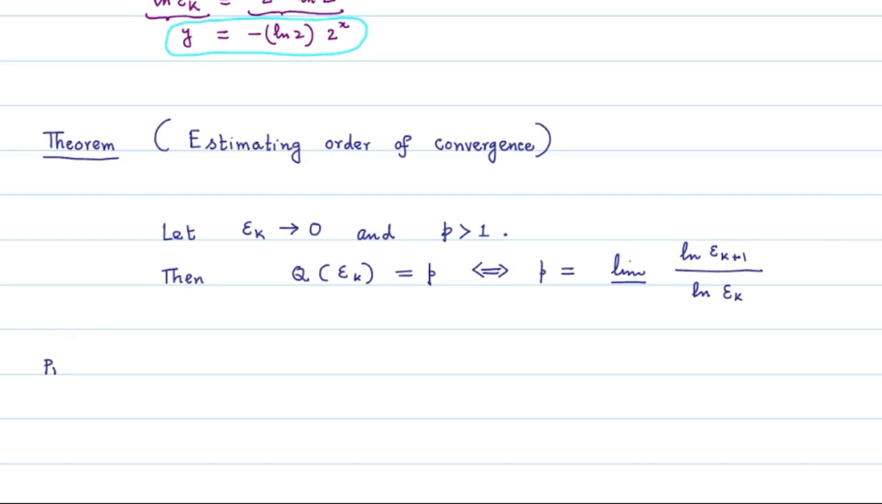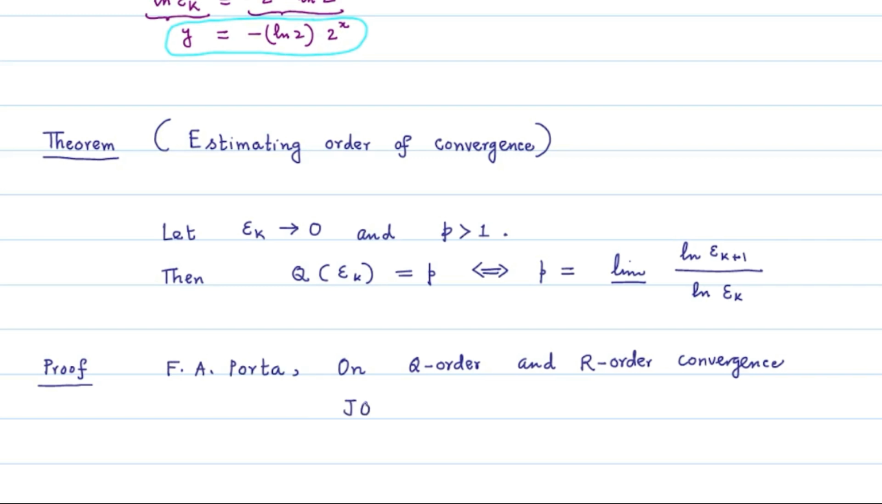A proof of this result can be found in a paper of the journal JOTA entitled On Q Order and R Order Convergence by a famous optimizer, Professor F. A. Potra, which came out in the Journal of Optimization Theory and Applications in the 63rd volume in the year of 1989. In this paper, please look at the proof of proposition 1.1 on page number 416. But I will give you a sense why this result happens to be true.